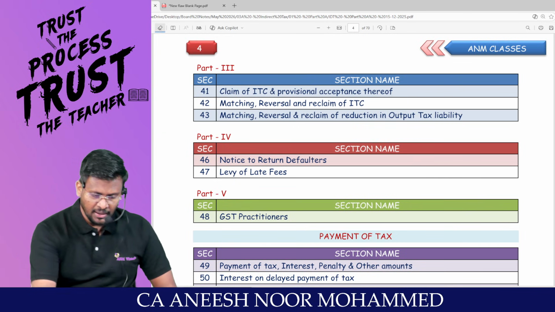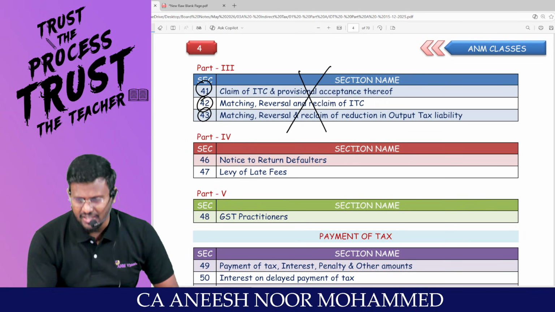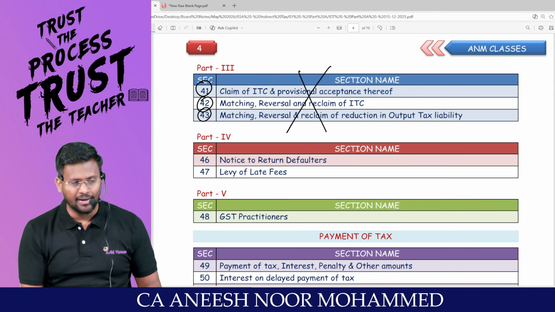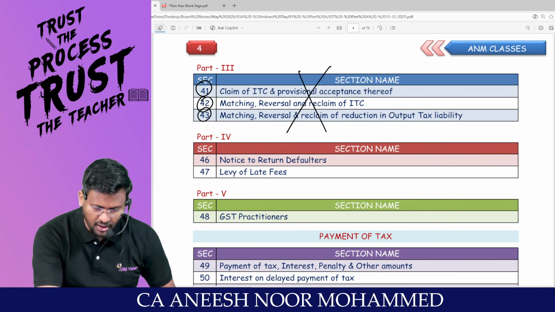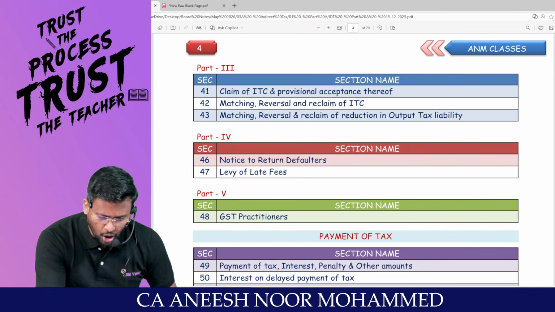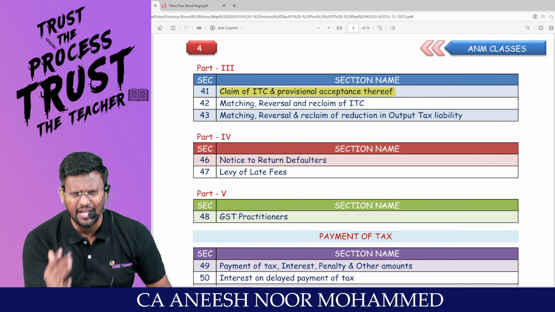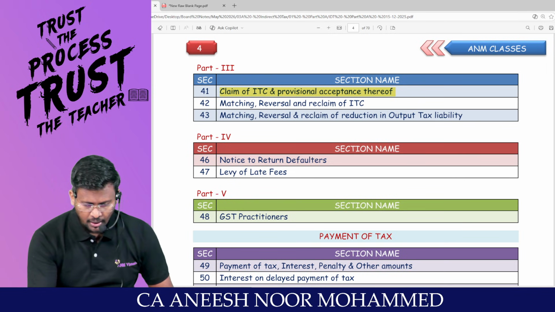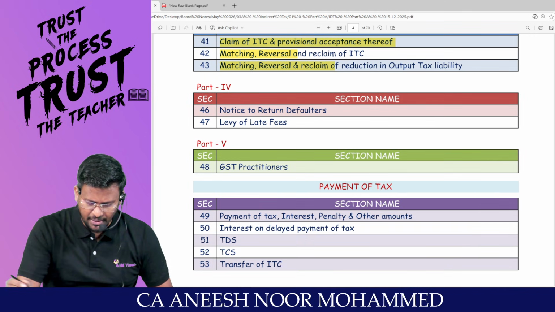Alright, sir. There are sections like 41, 42, 43. At present, all those sections have been deleted in the Act. The system has been changed. There is no 41, 42, 43. 41 is claiming of ITC and provisional acceptance thereof, provisional ITC. 42 is the matching concept, 43 is the matching concept. Sir, just keep it that way.